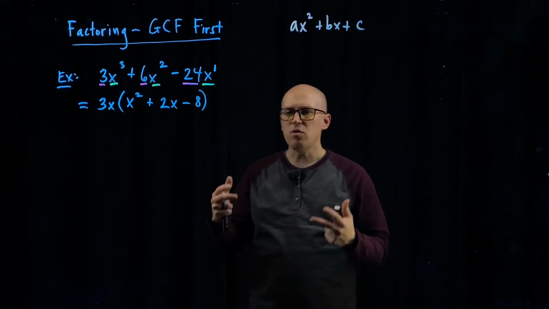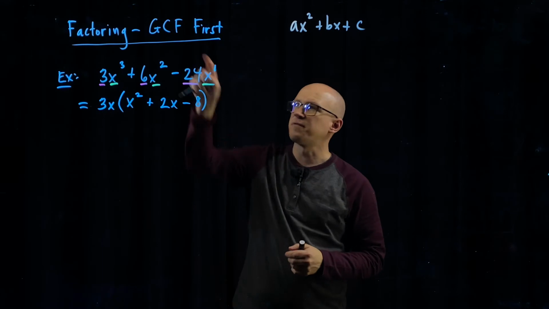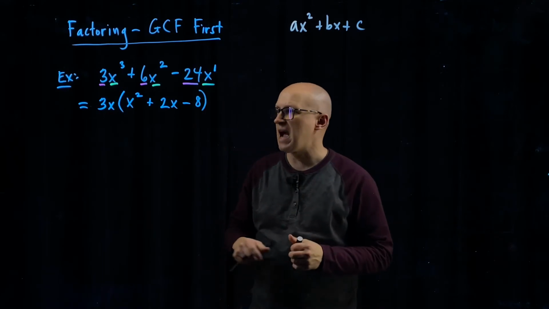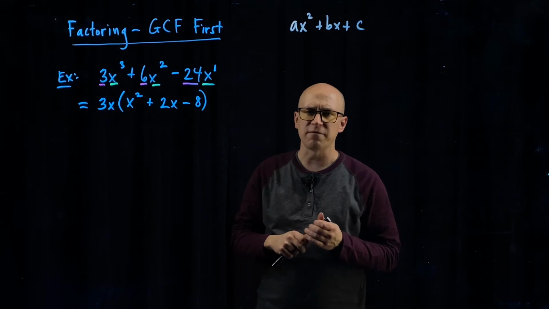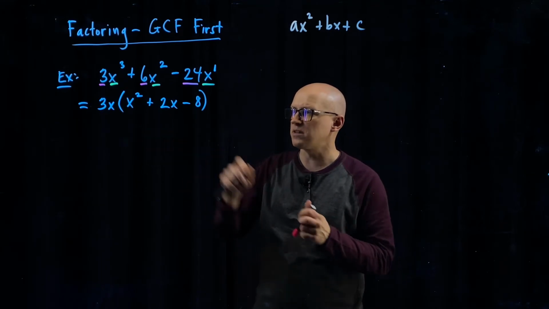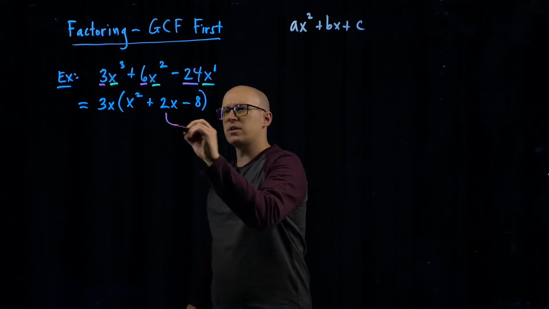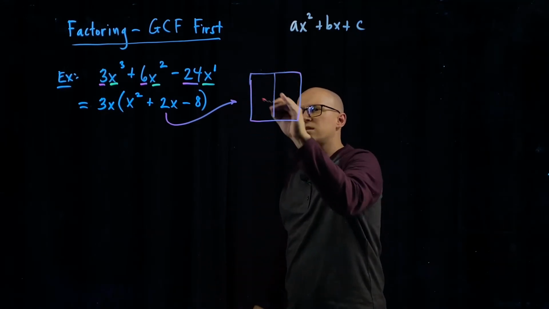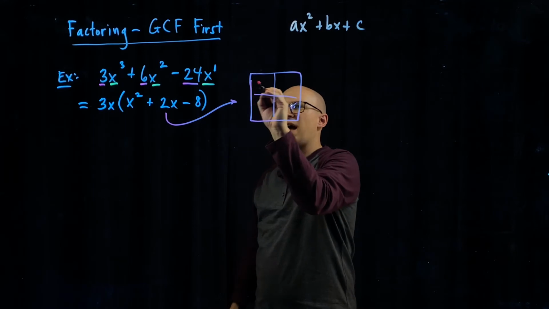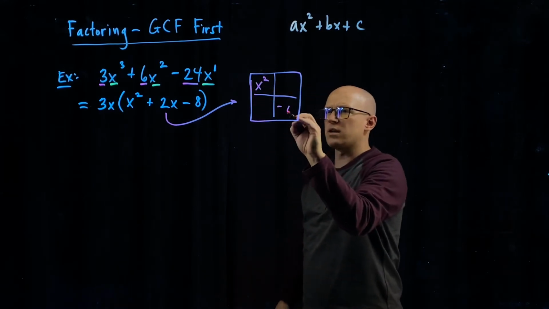Okay, so now we've taken out the greatest common factor. That's the first thing we should always do when we're going to factor something. But now what's left is still factorable. So this is not in factored form because I can continue to factor this piece. And the way I would continue to factor this piece is through the box method because this is a trinomial that I can factor. I know there's an x squared and a minus 8.